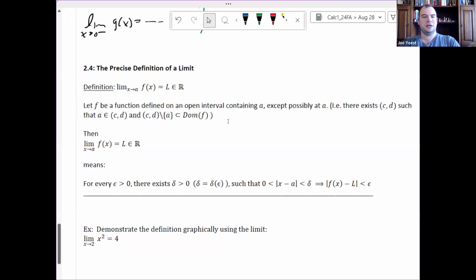Well, first, we'll consider that f is a function defined on some open interval containing A, except possibly at A. It's okay if it's not defined at A. In other words, there exists an open interval C to D such that A is in the interval C to D. And if we take the open interval C to D, remove the single point A from that interval, that's a subset of the domain of f. So every point in that open interval, remove A, every other point is in the domain of f.